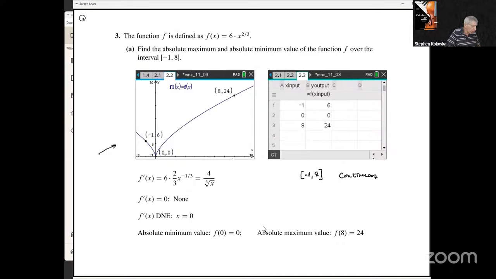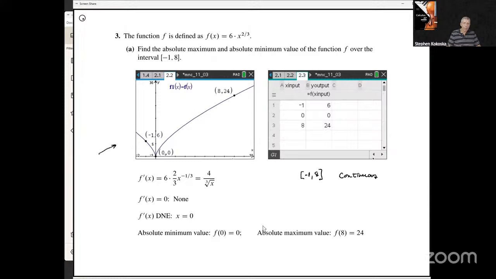I've got some solid dots in there at the endpoints of x equals -1 and x equals 8. It turns out that this function is indeed continuous on that closed interval, -1 to 8. And so, therefore, there must be an absolute max and there must be an absolute minimum. Well, where do we look? I can kind of tell by looking at that graph, but let's think about this analytically.